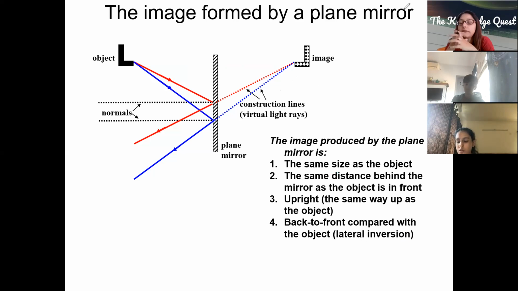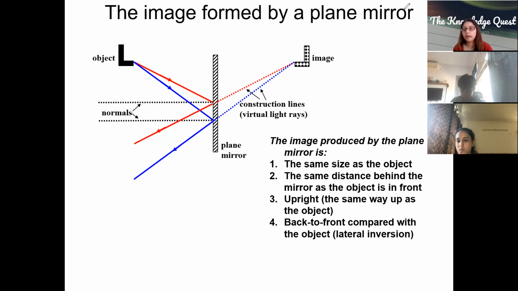Whenever you get an image in a plane mirror, this is something that you see. When you stand in front of the plane mirror, what do you see? You see your image, same size as you, same distance as you from the mirror. It's also upright, just that the left becomes right and the right becomes left.